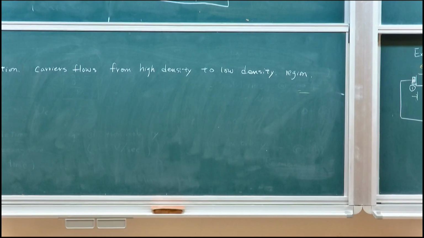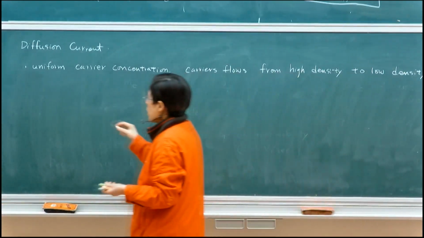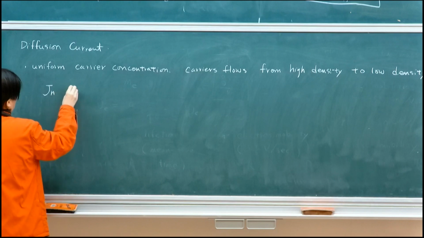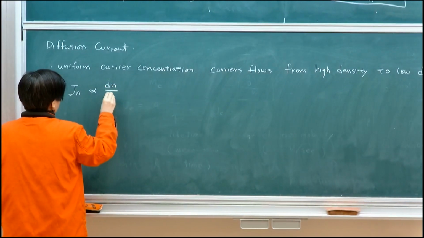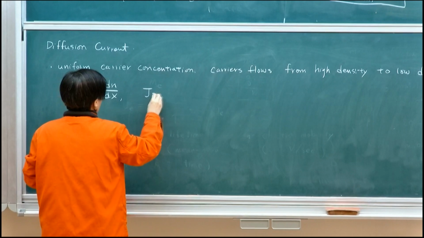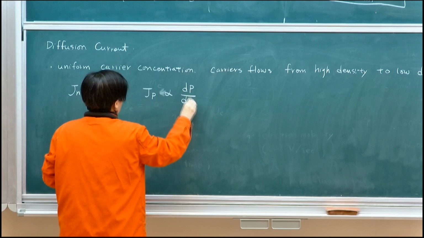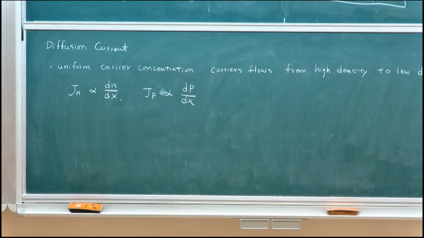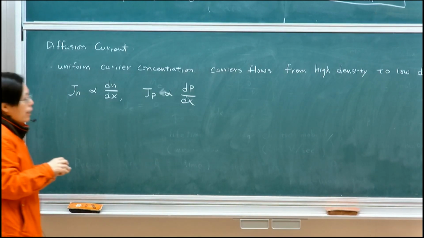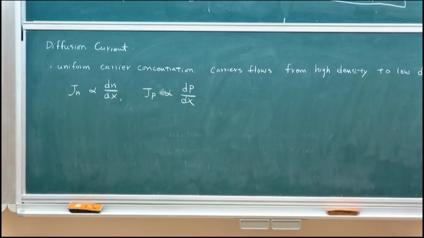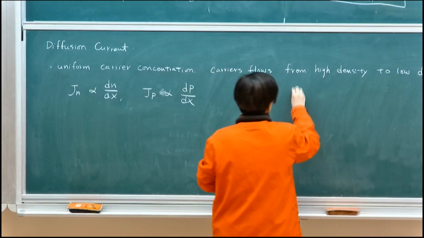So it's actually being pushed by a gradient. Typically, Jn is proportional to dn/dx, and Jp is also proportional to dp/dx. The movement or the flux of carriers will be proportional to the gradients of the carriers. And typically this is given by a parameter called diffusivity. Let me define it. Let me just draw a figure first.